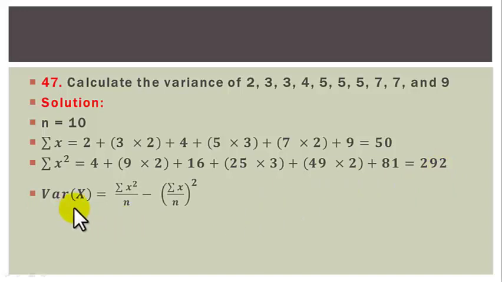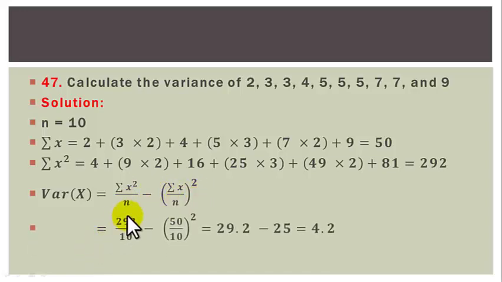The variance of x, that's the variance of these values, is therefore given by sum of x squared all over n, minus sum of x over n, all squared. And this is equal to 292 all over 10 minus 50 over 10, all squared. 292 divided by 10 is 29.2, minus 50 divided by 10 is 5, and 5 squared is equal to 25. 29.2 minus 25 will give us 4.2. So therefore the variance of the numbers is 4.2.